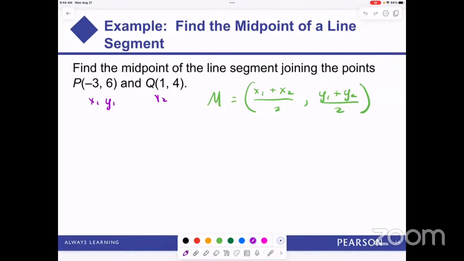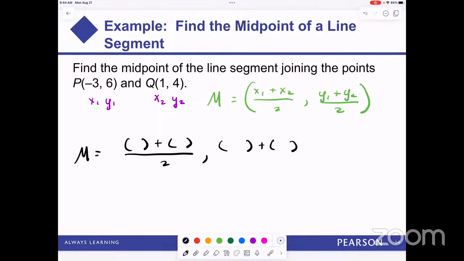x2, y2, right? So now let me showcase those parentheses like I did in the previous, right? I'm going to do it a little bit different this time. So now when I go to substitute the corresponding components, my midpoint is going to be x1 plus x2 over 2, and then y1 plus y2 over 2, right?